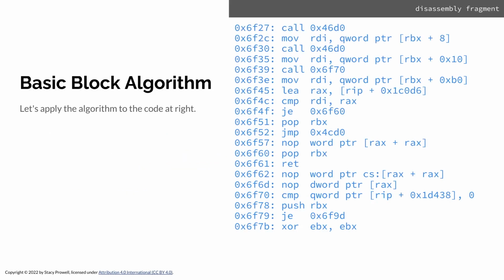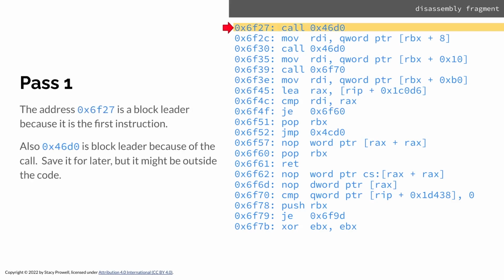So let's apply the algorithm here. Here is some code, and let's apply the basic block algorithm to it. We're going to start at the top, so the very first thing, 6F27, is going to be a leader just because it's the first thing in there. So we'll put a little red arrow by it, and we'll take a look at the instruction. And that instruction says call 46D0. So 46D0 has to be a leader because it's the target of a call. And we'll save it for later, but it looks like it's outside the scope of our little piece of code here.